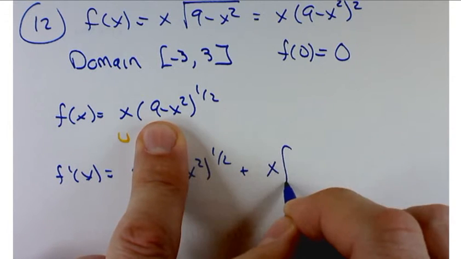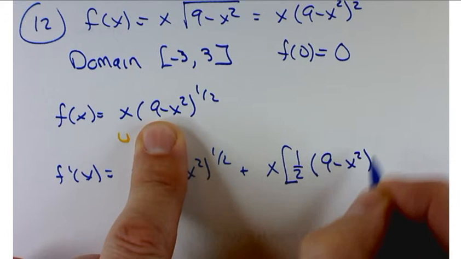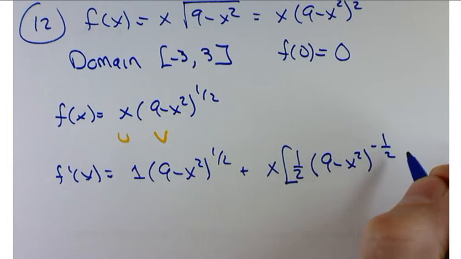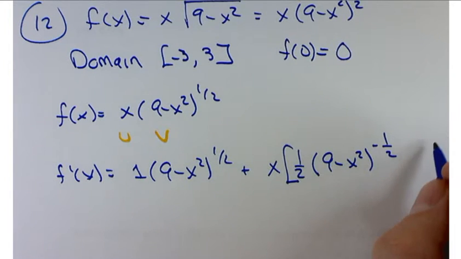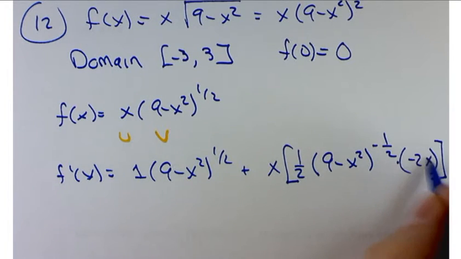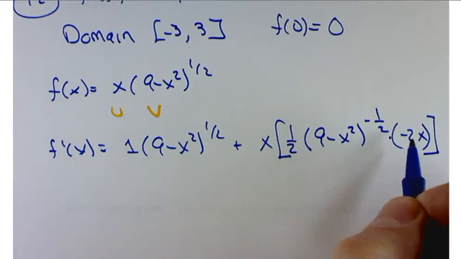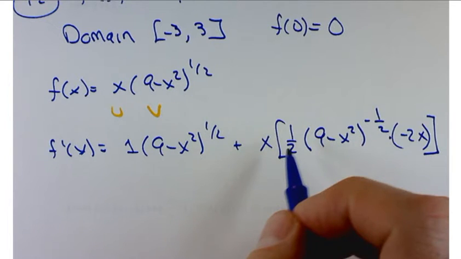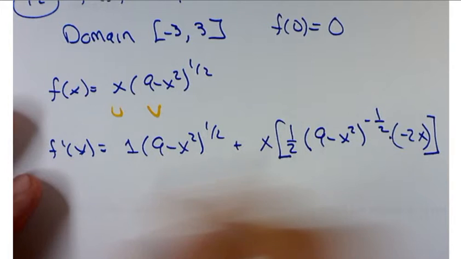But I hope you don't stop here. What else do I need, Sarah? Good. Times the derivative of the inside. Derivative of the outside times the derivative of the inside. Now the 1/2 and the negative 2 will cancel, giving me a negative 1. And then the x and the x will give me an x squared. So let's rewrite this, clean it up a little bit: 9 minus x squared to the 1/2 minus x squared times 9 minus x squared to the negative 1/2.